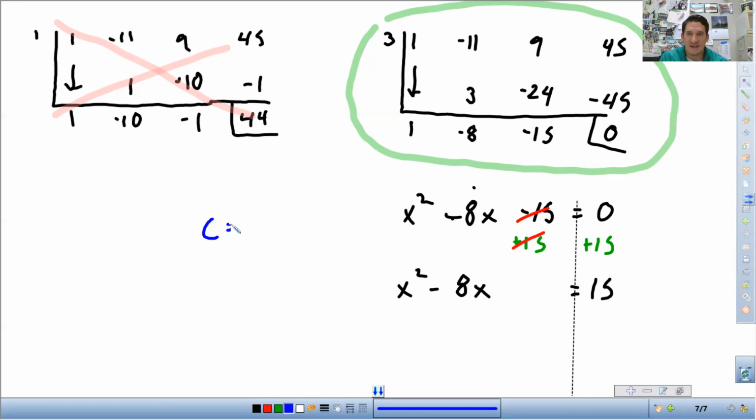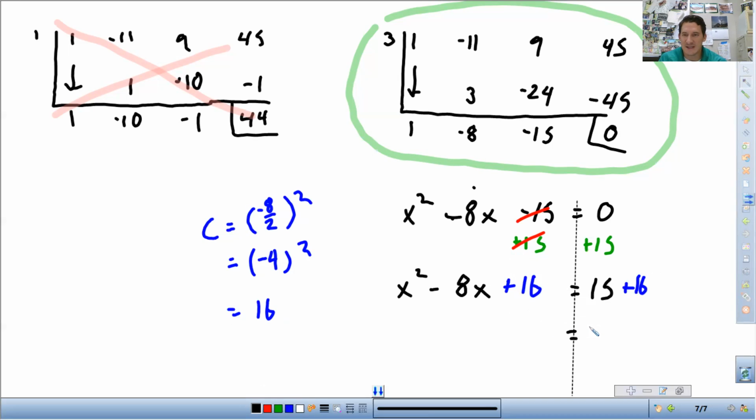So we get c is equal to negative 8 over 2, squared. Negative 8 over 2 is negative 4, squared is positive 16. So add 16 to both sides. 15 plus 16 is 31. Almost put 21. 31. Factor that. It's going to be half of the middle term. So half of 8 is 4. Since this is minus, this is minus.